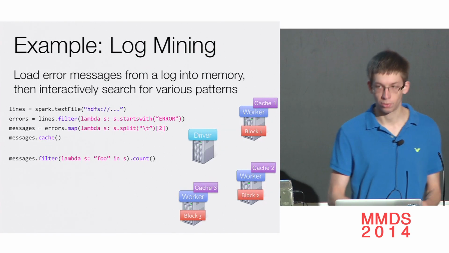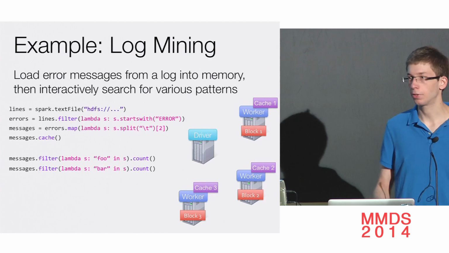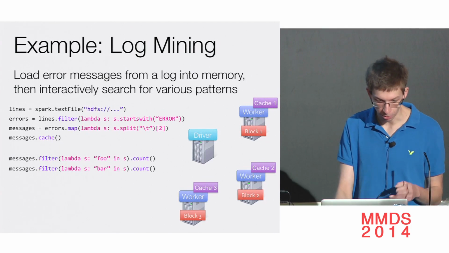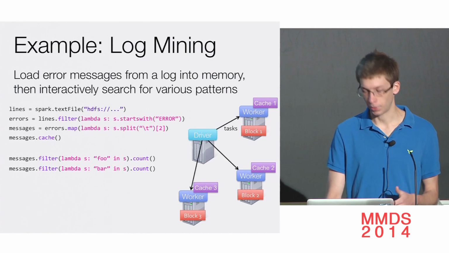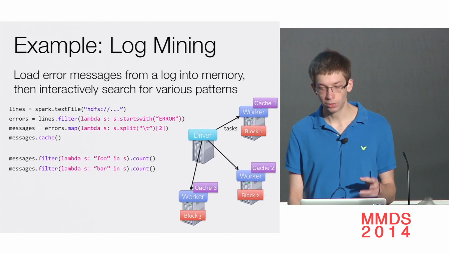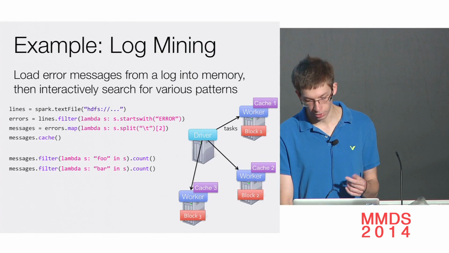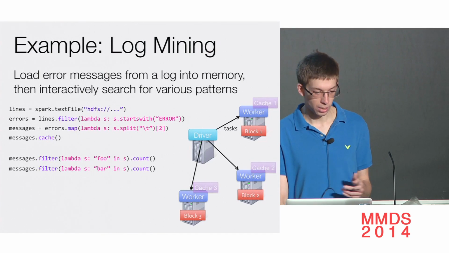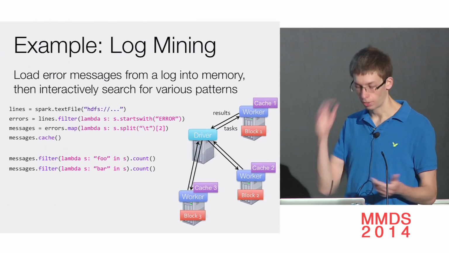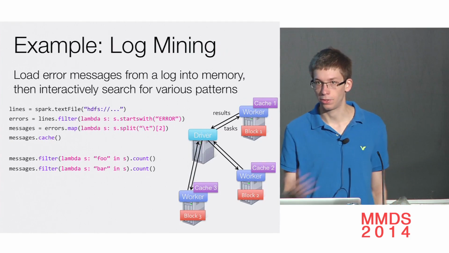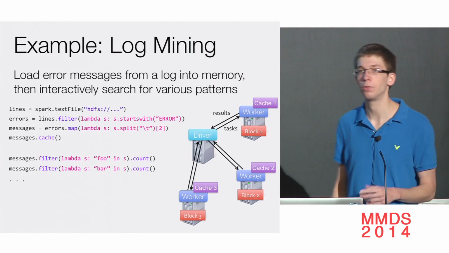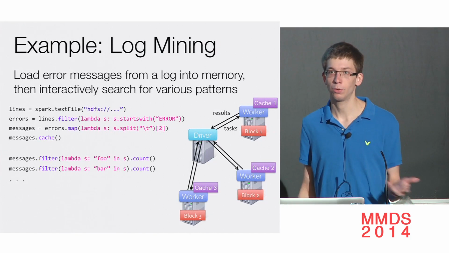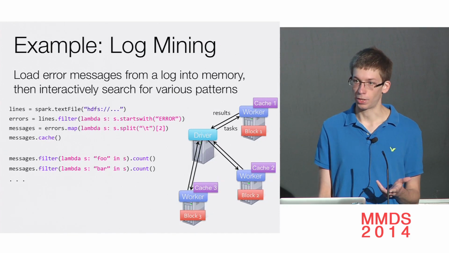Next time you run a query on this, maybe foo wasn't the problem. That often means it's bar. So you search for that. So that's the next one. And Spark, when you do this, is going to know that some of these messages are sitting in memory, and it's going to just scan those and give you back some results, and not have to go back to scan the on-disk data and filter it again. And of course, you don't have to do just filters and counts. You can do a whole bunch of other operations as well.